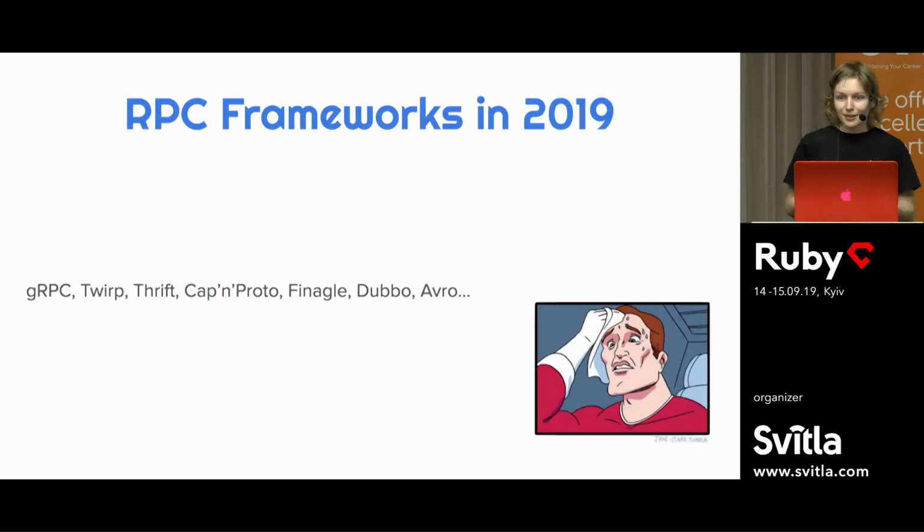In 2019, there are quite a lot of frameworks such as gRPC, Twirp, Thrift, Cap'n Proto, Apache Avro, and I'll try to make a quick overview of each of them. But actually, I have production experience only with one of them, with gRPC, so I'll be focusing more on this one. And the rest I'll just compare with this one based on their pluses or minuses.